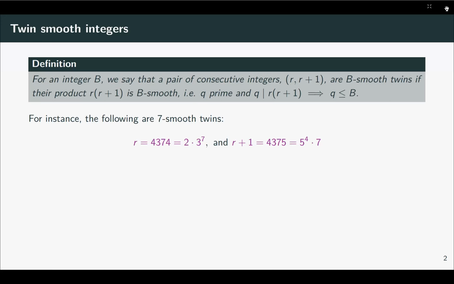Here's another example that I always like to have in mind. These are 7-smooth twins. The largest prime factor in their product is 7.